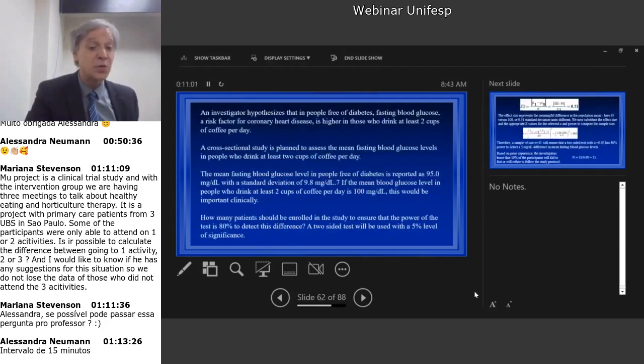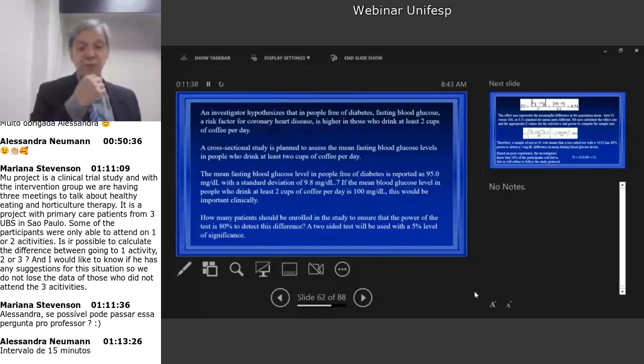Okay, so just read this. It's very simple. I'm going to show examples now, and the examples are going to be from that study. Let's read it. So all the examples are coming from that study. Investigators hypothesized that in people free of diabetes, fasting blood glucose, a risk factor for heart disease, is higher in those who drink at least 2 cups of coffee a day. So the hypothesis is that people who drink at least 2 cups of coffee a day have a higher level of fasting blood glucose. The study plans to assess mean fasting glucose after 2 cups of coffee.